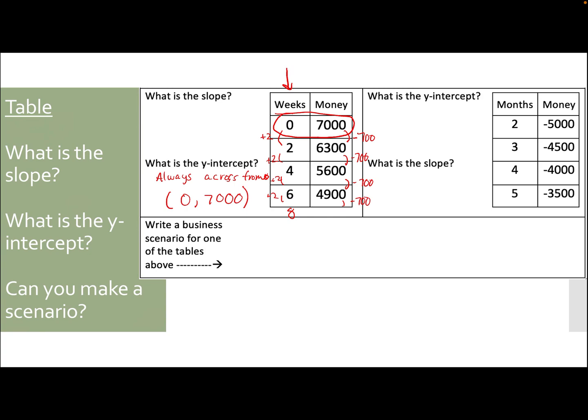Again, I could continue this number. So I could have 4,900, and I could subtract 700 from that, and it would get me 4,200. So again, I could keep continuing this table. Let's see, 3,500, and so on and so on. I can also work the other way. So if I wanted to, I could go into the negative weeks, and I would add if I'm going up. So this would be 7,700. Sometimes we'll have to do that to find a y-intercept if we don't have a 0.